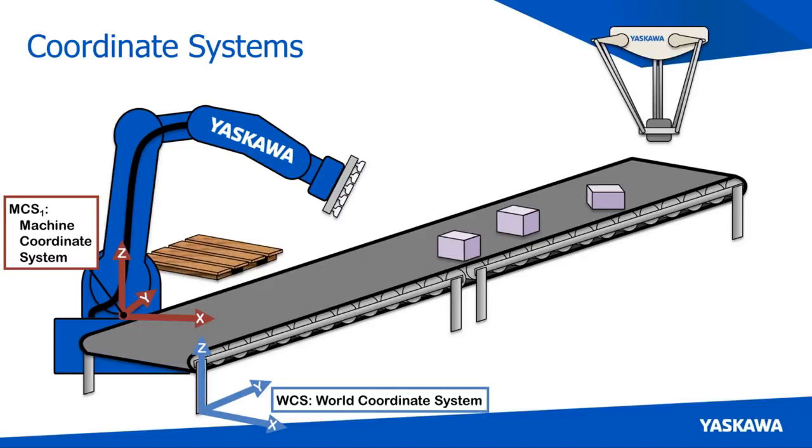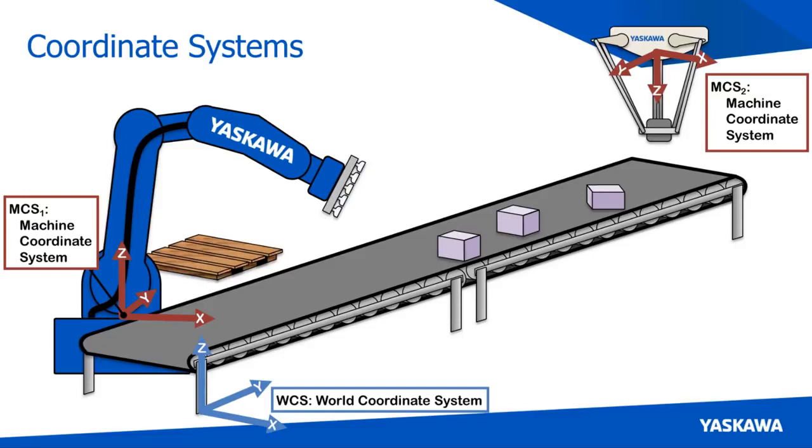But of course, that's not the only machine coordinate system because we actually have two machines in this case. So we also have the machine coordinate system of the Delta robot. Now, one thing you may notice is that the z-axes are inversed, and actually so maybe are the x and y-axes.